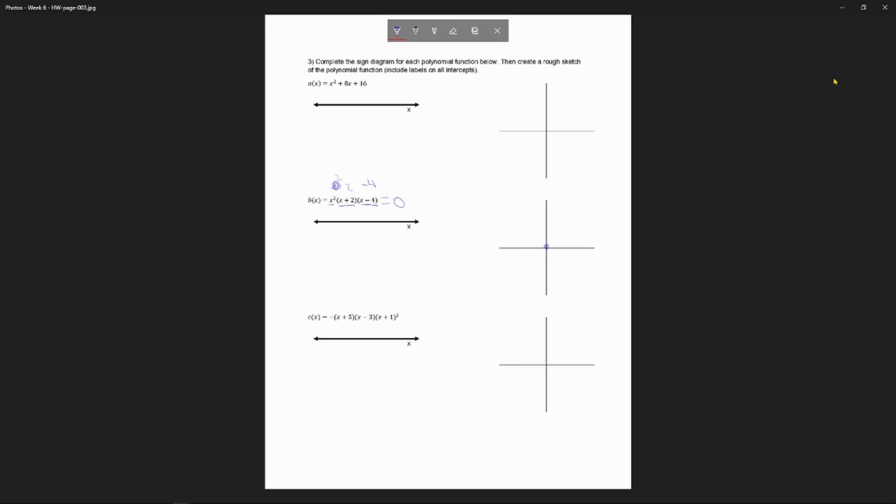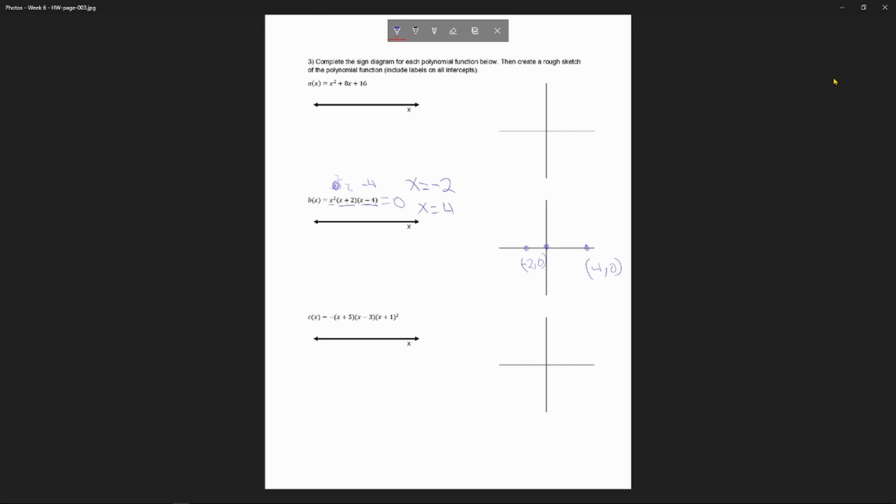Just like we did in the last problem, we'll get x equals negative 2 and x equals positive 4. So we'll go ahead and put a little dot here, and we'll say this is negative 2, 0. We'll put another dot here, and we're saying this is 4, 0.